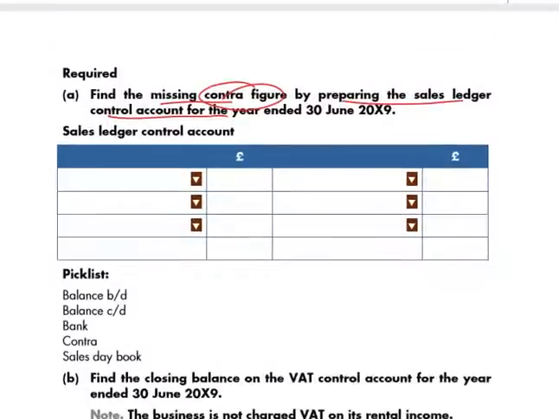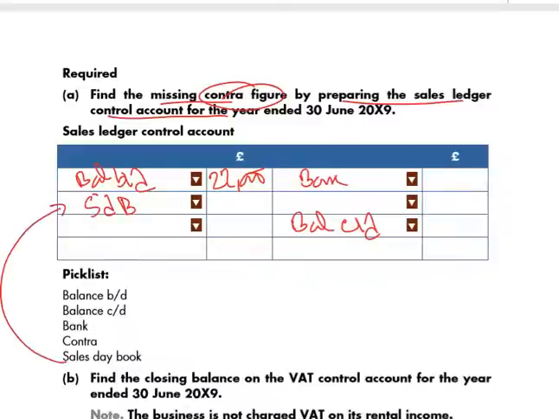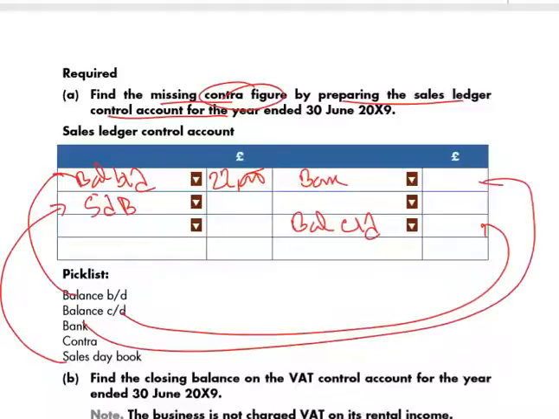Let me do the proforma first. I do it like this. Balance BD, and then I have balance CD, don't I? 22,000, I remember. Then I received money from them, bank. Then there is credit sales, the sales daybook, SDB. Balance BD taken, balance CD taken, bank taken. Then contra is my balancing figure. Okay, 22,000. Then sales daybook, 180,000.